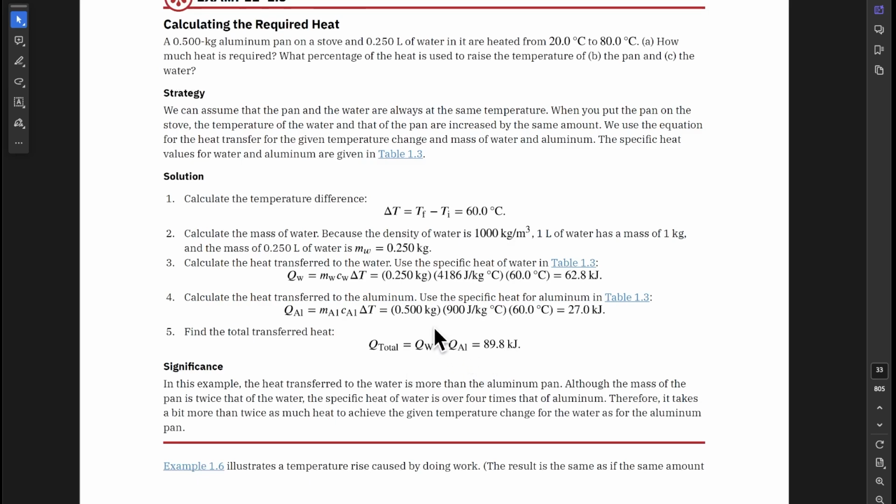So the interesting thing from this problem is even though the aluminum pan is much heavier than the water, its specific heat is considerably lower, on the order of 1/4. And as a result of that, only about 1/3 of the total heat required is used to heat the aluminum pan, whereas 2/3 of the heat is heating the water.